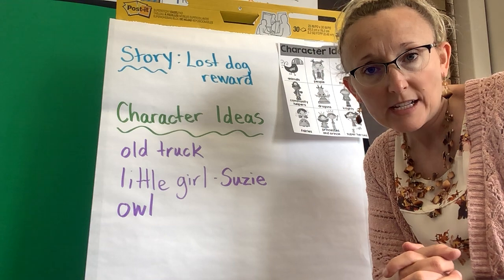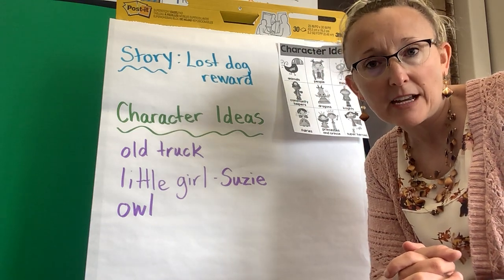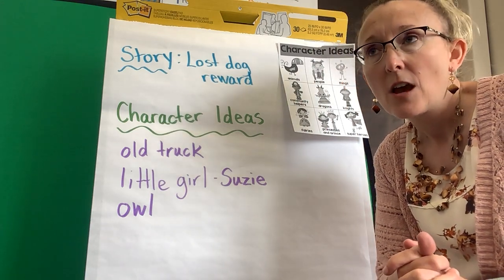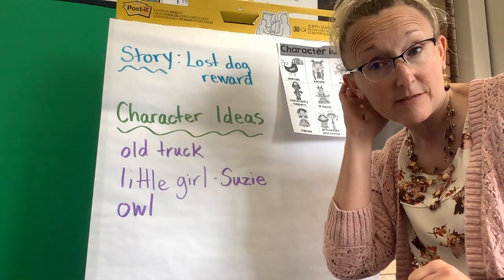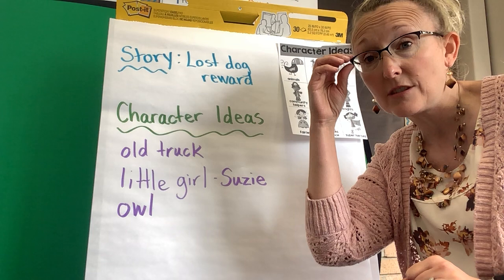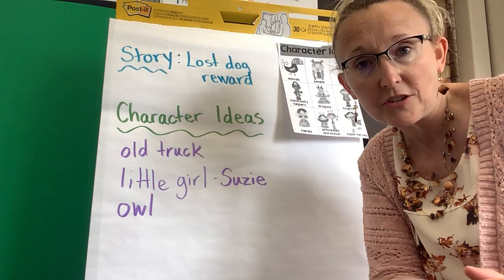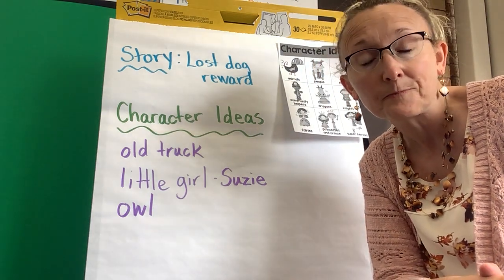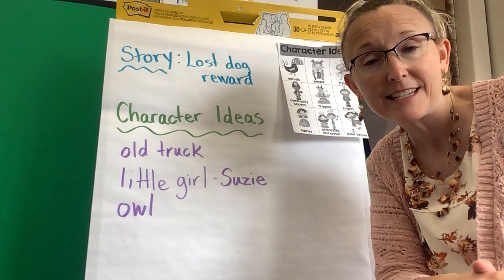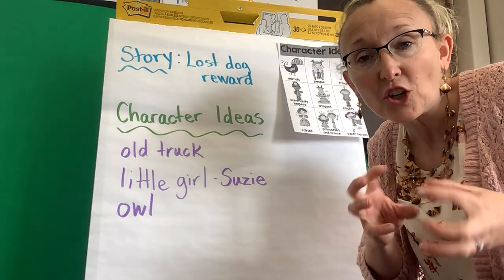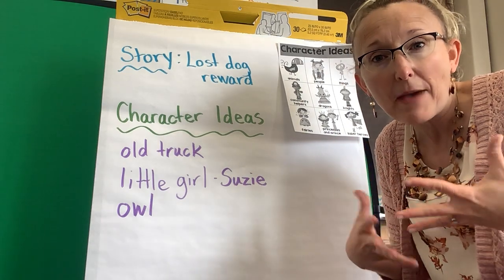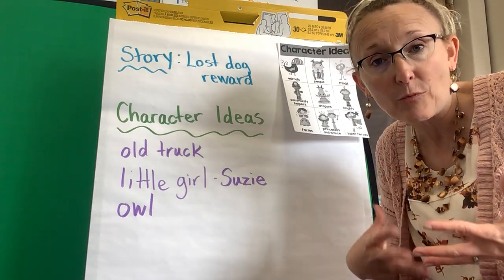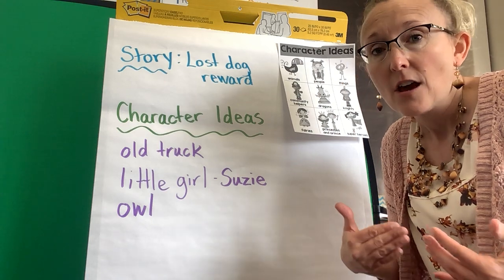Let me walk us back through since we're doing something kind of new and kind of confusing. First, we thought of a story that really happened to us. I decided to use the time that I found a lost dog and I got reward money. That story really happened to me, but I'm going to turn it into a fiction story by making up a character and a setting, and we did those two things already.